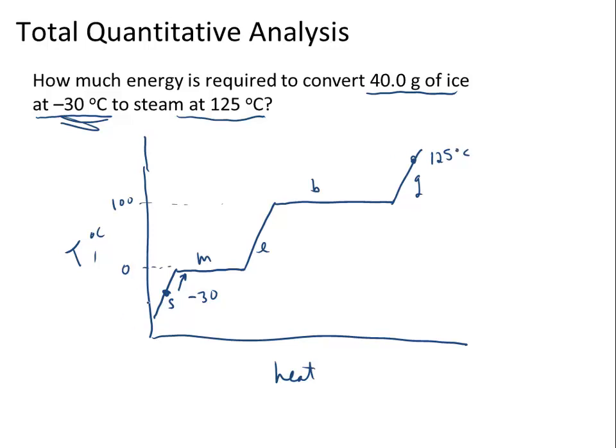So we have 5 segments. We have warming the ice from minus 30 to 0, melting it. The liquid will go from 0 up to 100. That's the heating of the liquid. Then the boiling. And then the gas, the steam, is heated from 100 to 125. So we've got those 5 segments. These are the warming segments, and they'll all use specific heat. And we have the melting and boiling points, and those will use the enthalpy change for fusion and for vaporization.